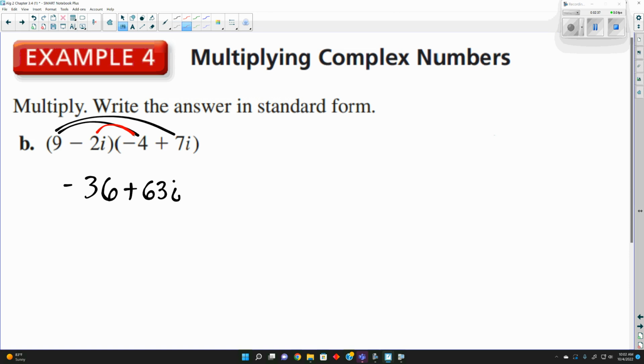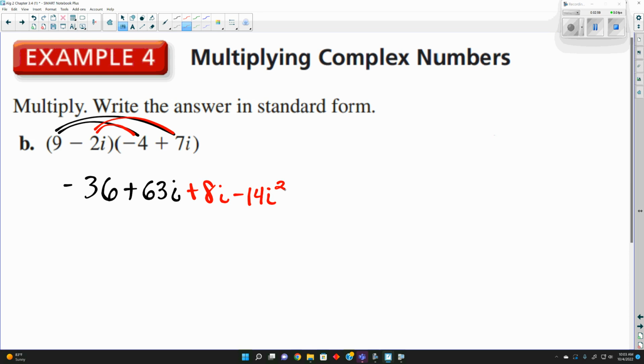Then we can do the next part, which is multiplying by negative 2i. Negative 2i times negative 4 is going to be plus 8i. And negative 2i times 7i is going to be negative 14i squared. Questions on this so far?